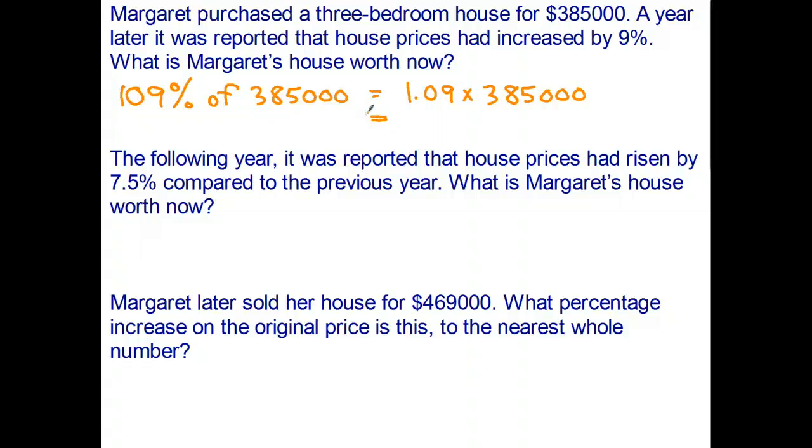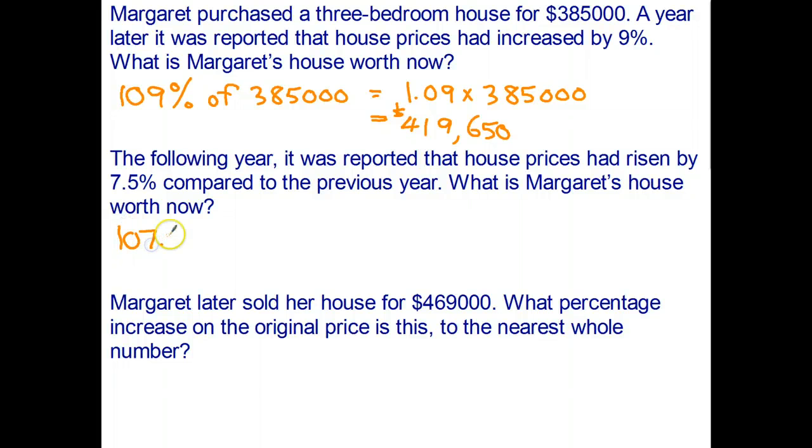And I get $419,650. I think I might rewrite that so it looks a bit easier to read. 419,650. Okay, the following year, this price, not the original, this price went up by 7.5%.